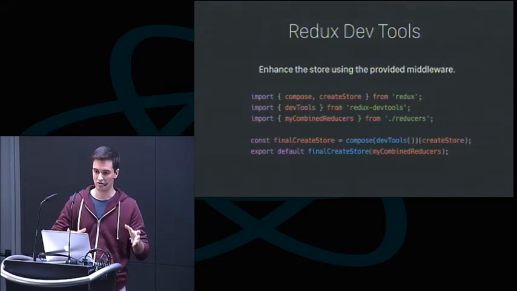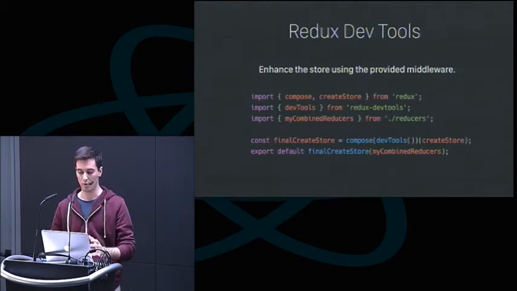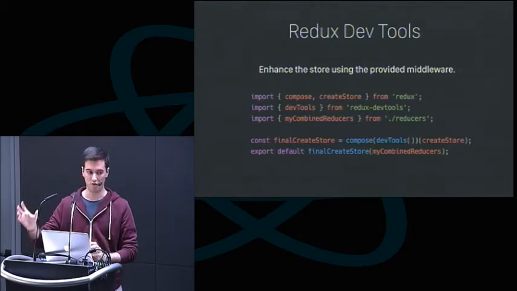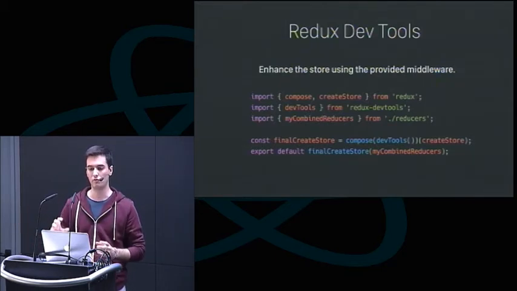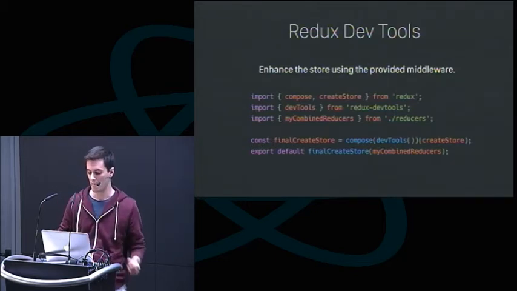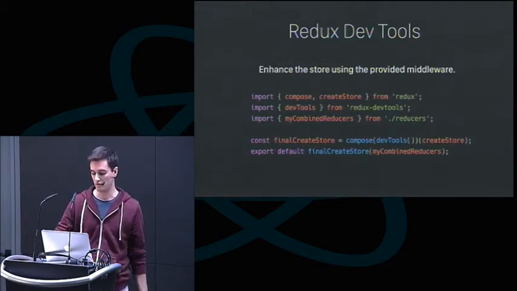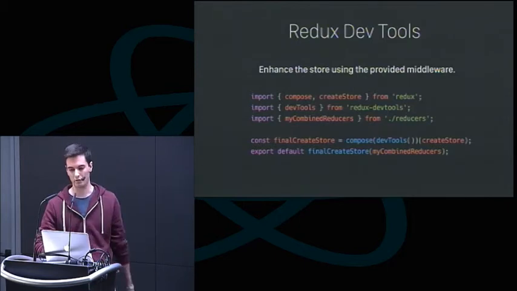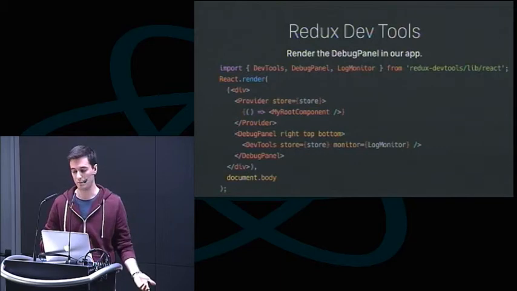is like create store, but with the middlewares applied. So we compose DevTools, and then we invoke it with create store, and we have a wrapped create store with the functionality of having the DevTools. So we finally invoke it to create our store, as we should do with create store, passing our reducers. And then we just have to render the debug panel.